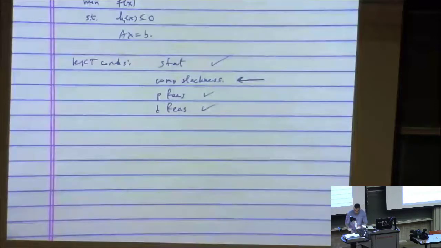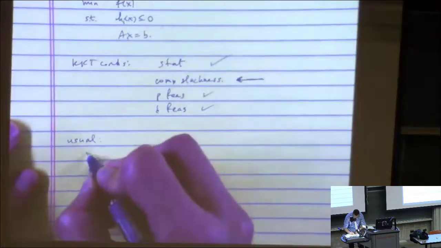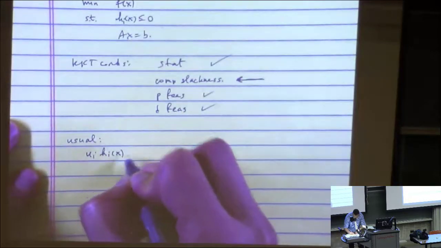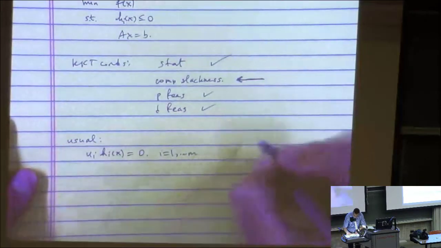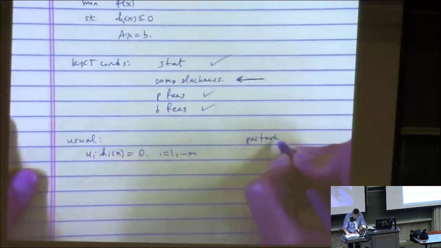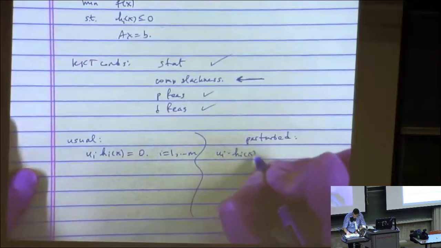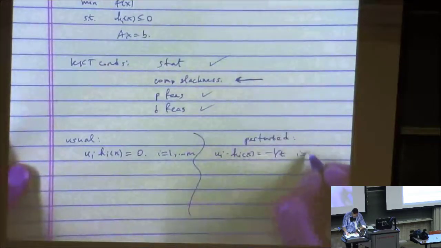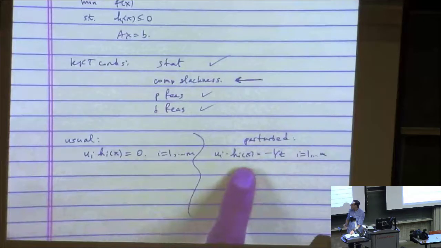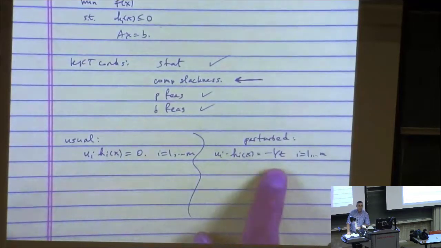Instead of having the typical complementary slackness, which is that ui times hi of x is equal to 0 for all i, we have what you might interpret as a perturbed version. Ui times hi of x is equal to minus 1 over t. If it's not going to be 0, we know it has to be negative because hi of x is less than or equal to 0 and ui is bigger than or equal to 0. That's primal and dual feasibility. So if it's not 0, it has to be something negative.